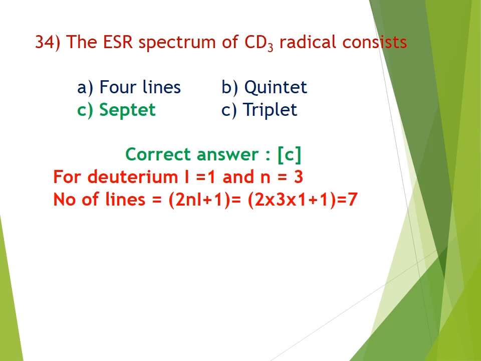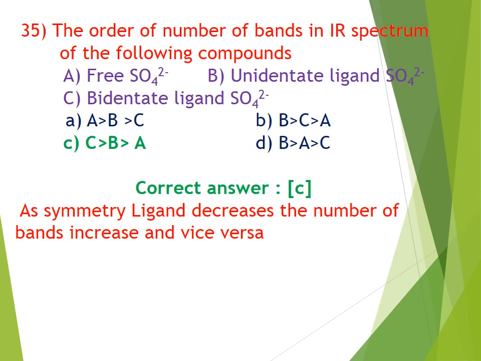34. The ESR spectrum of CD3 radical consists of. Here the correct answer is C, septet. Here also we are using the same formula, 2nI plus 1. Here the number of neighboring nuclei n equals 3. The value of I for deuterium is 1. You substitute 2 into 3 into 1 plus 1, that will be equal to 7. So the number of lines expected is 7. Therefore, the correct answer is C, septet.